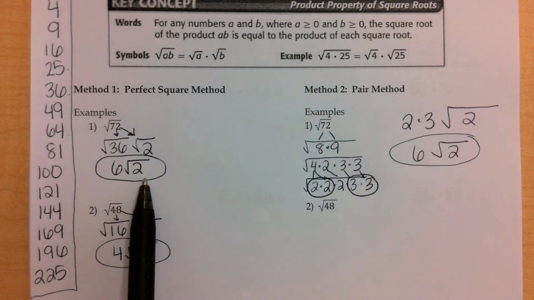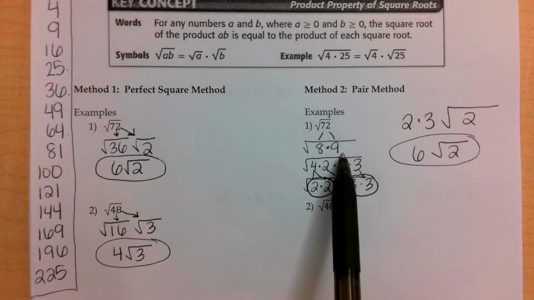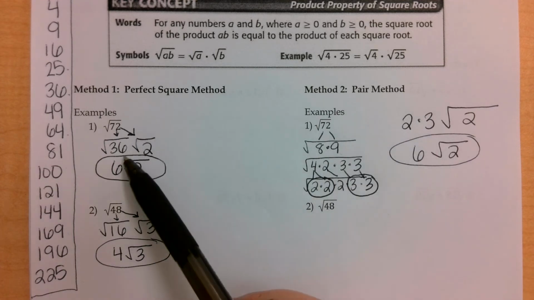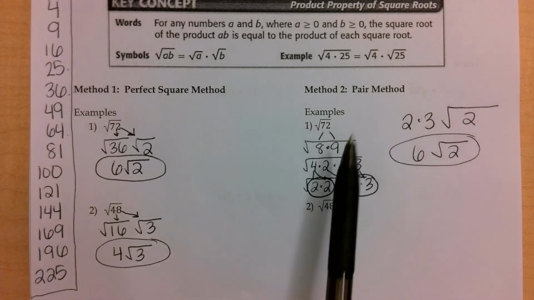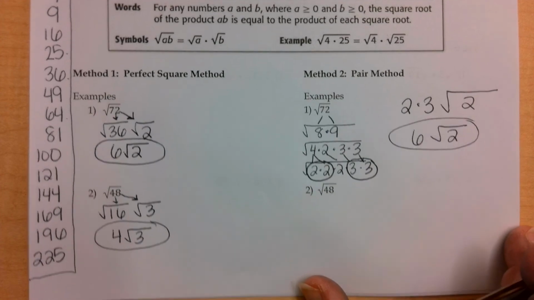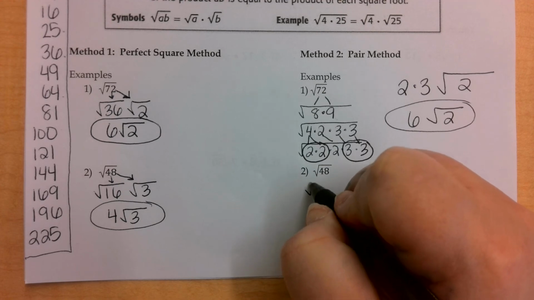Notice I got the same answer. I did have to do a little bit more work, but I feel like it's easier work than trying to figure out the biggest number we can divide by. So I'm okay with you using either method. Either method will work. All right, number 2, 48.